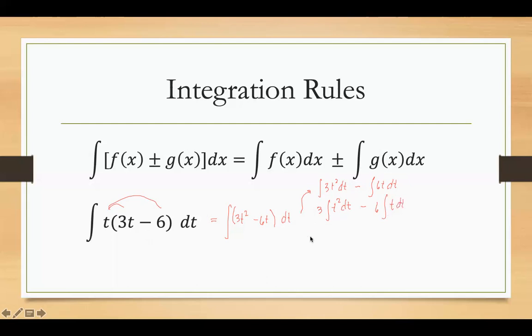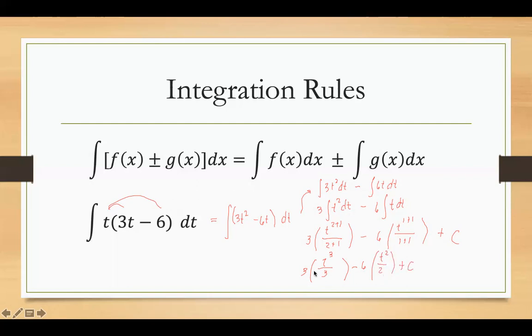Then afterwards, we can apply the second theorem. So this will be 3 times t to the power of 2 plus 1 over 2 plus 1, minus 6. And again, our t here has an imaginary exponent 1, so this will be t to the power of 1 plus 1 all over 1 plus 1. Then again, do not forget plus c. Always do not forget plus c. To continue, we have 2 plus 1 is 3, over 3, minus 6 times t squared over 2, and we have plus c.